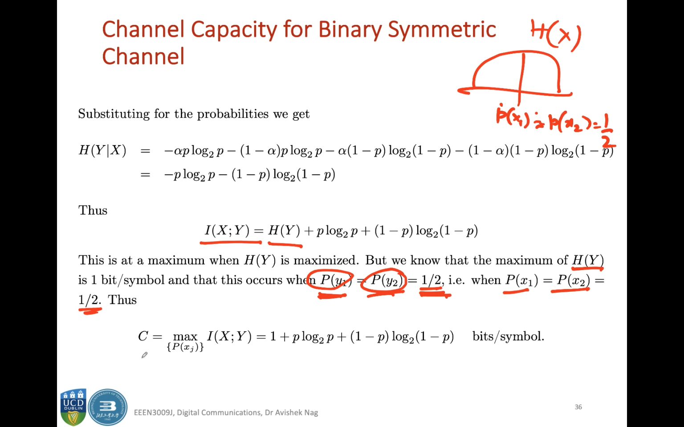Okay. So with this, the final expression of capacity, which is the maximum of I of x, y, maximized over all the input probabilities, is basically this expression. So this is 1 plus, so 1 is the maximum value of this h of y. In this expression, if we just replace the maximum value of h of y, which is 1, then we get the maximum value of I of x, y, and that maximum value is the value of your capacity.